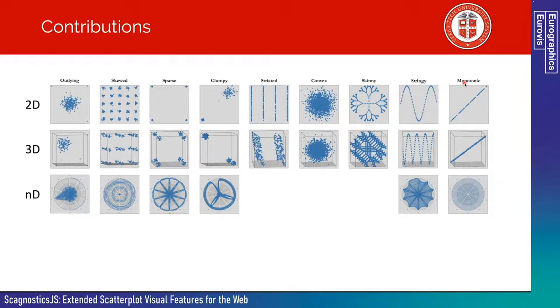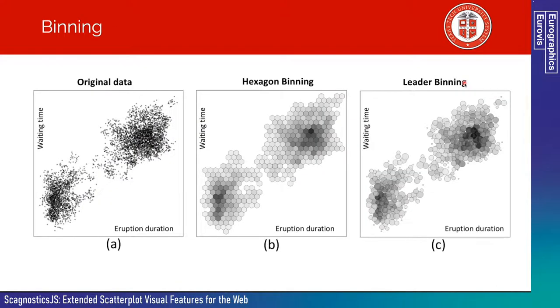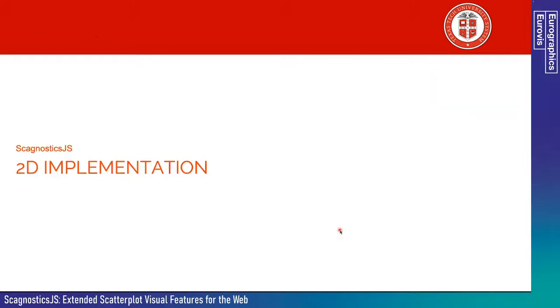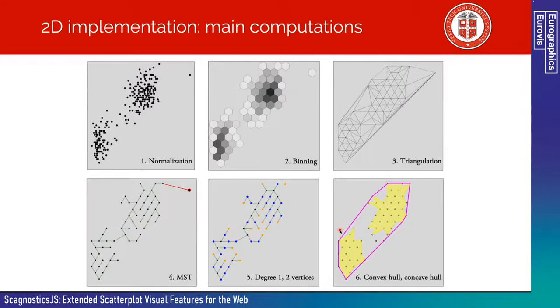This project aims to provide scatnostic implementation in JavaScript called Scatnostics.js and also extend these measures to 3D and higher dimensional scatter points. Binning. Binning helps to reduce the computation expenses. There are 2 standard ways to bin scatter plots, hexagon versus leader bins. In 2D versions, we provide users the option to choose either binning method. In 3D and ND versions, the binning algorithm is leader bins.